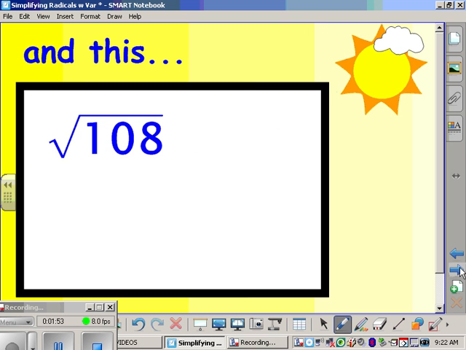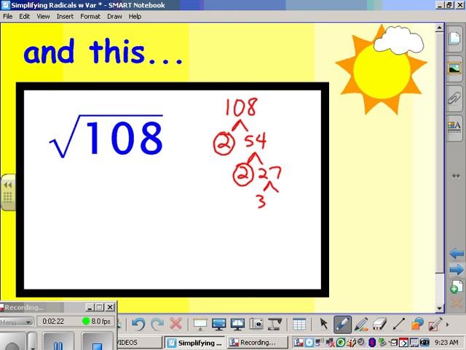Let's do one more of these. The square root of 108. Because it's not a perfect square, we're going to break it down into its prime factors. We can start with 2. So 108 divided by 2 is 54. Circle the 2 because it's a prime number. Then we will break down 54. 2 goes into 54 27 times.